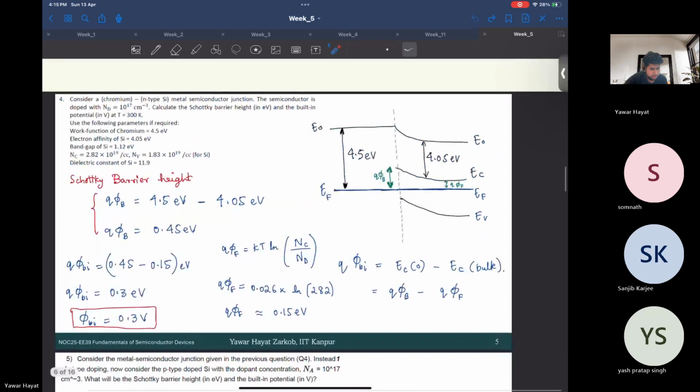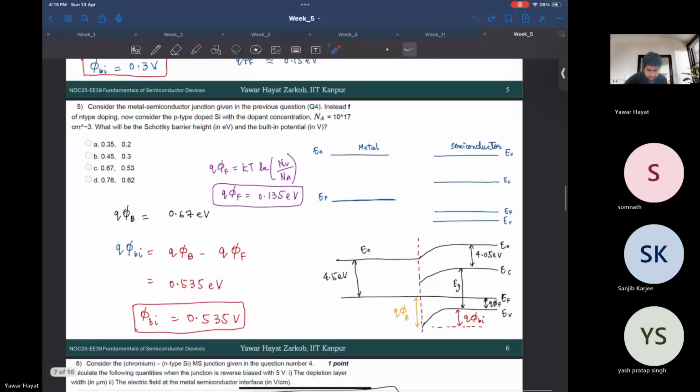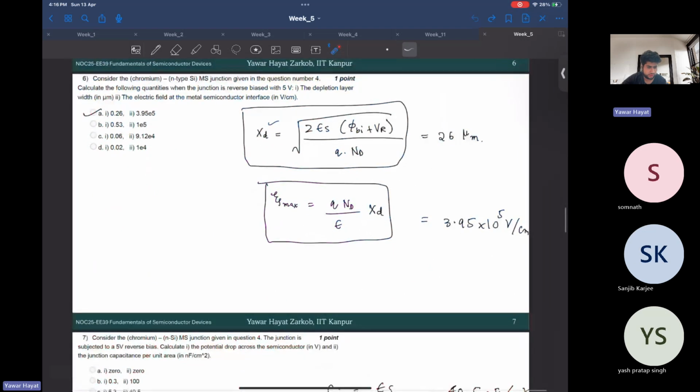is it phi B? Just a second. Okay, your phi B is 0.67, right? And when you subtract this phi F from this, you get the built-in potential, right? Because phi B minus phi F is phi BI. Then we have the next one.